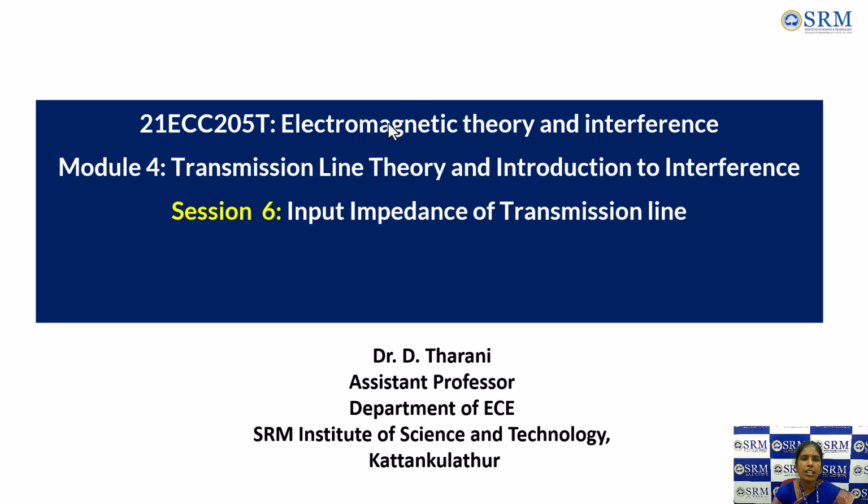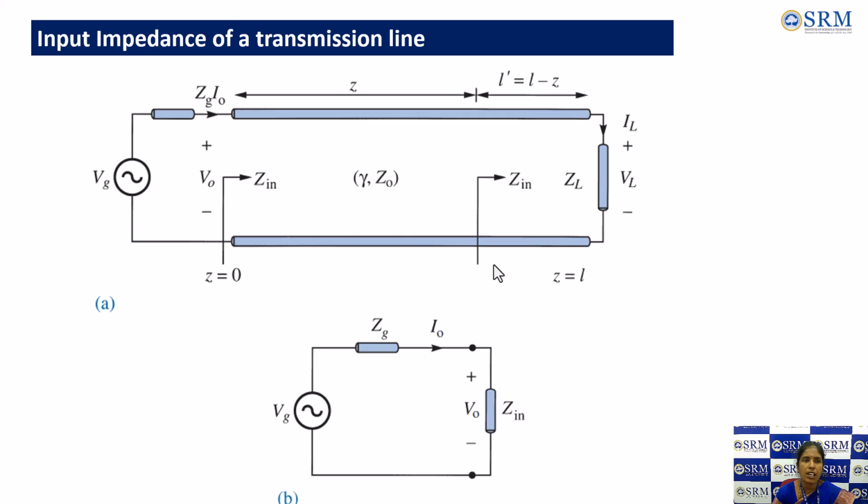Hello everyone, welcome to the course on electromagnetic theory and interference. In this session, let us see how to find the input impedance of a transmission line. So this is a transmission line of length L, characterized by propagation constant gamma and characteristic impedance Z0, connected to a load of impedance ZL.